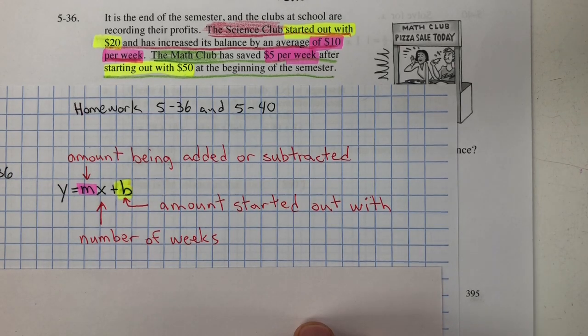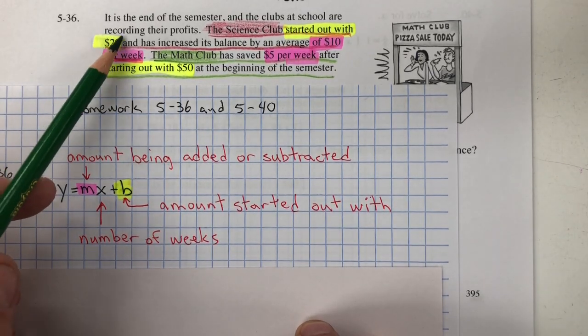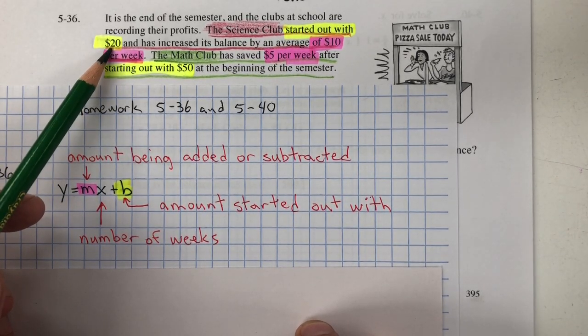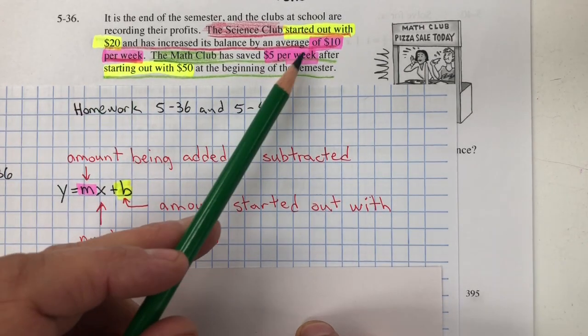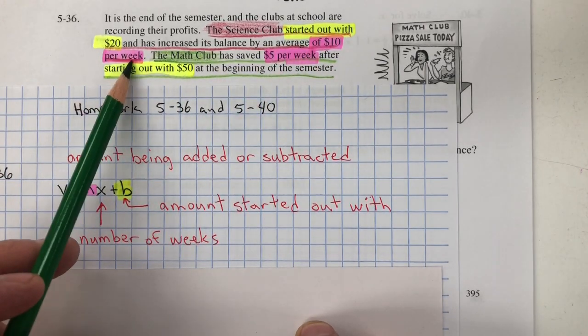This is the homework for 536 and 540. In problem 536, it is the end of the semester and the clubs at school are recording their profits. The science club started out with $20 and has increased its balance by an average of $10 per week. So it's starting with $20 and increasing by $10 per week.